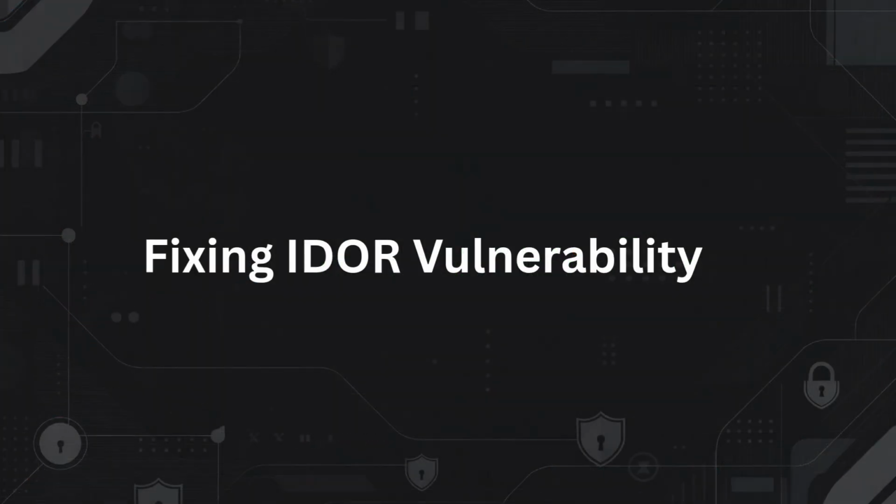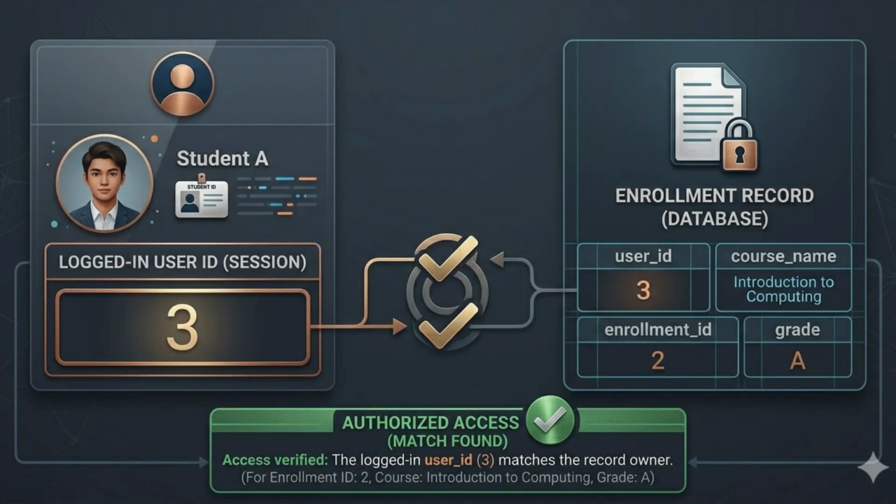To fix this, we implement a proper authorization check. Each enrollment record is actually stored with the user ID of the student who owns it. When a request comes in, the backend checks two things: the logged-in user ID and the user ID in the record are the same. If both IDs match, the system allows access because the data belongs to the user. If the IDs don't match, the request is immediately blocked. This way, a user can only access their own data, preventing IDOR attacks.